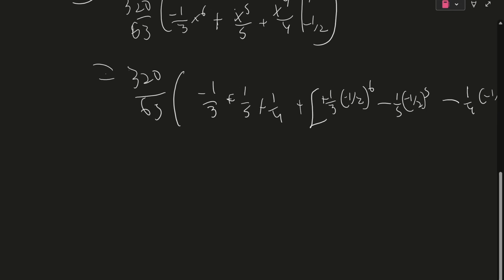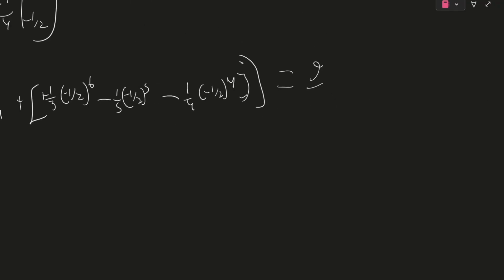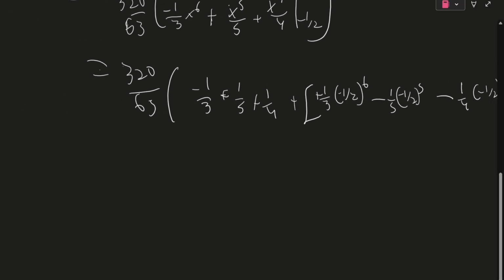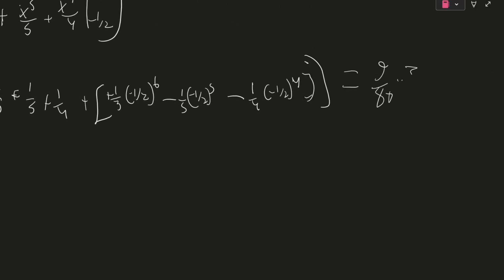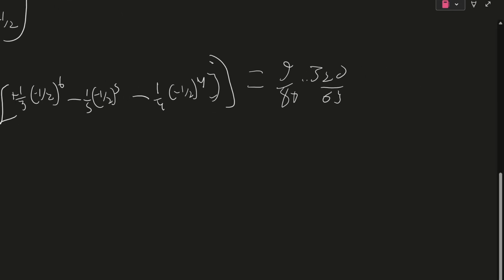And now I can go ahead and plug this into our calculator. So I'm going to skip until I've plugged everything into my calculator and got an answer. Alrighty. And for this we get 9 over 80 multiplied by 320 over 63. And then whenever we multiply that out, we get 4 over 7 is equal to x bar.